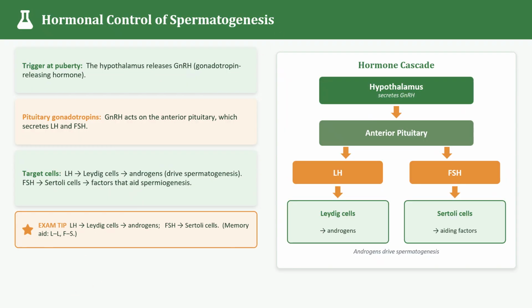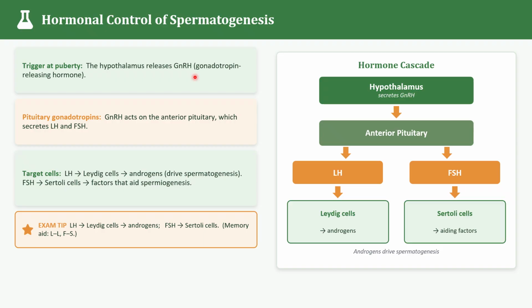Hormonal control of spermatogenesis. What is this hormonal regulation? See, spermatogenesis is controlled by hormones through the hypothalamus-pituitary-testis axis. So what happens in the first step? The hypothalamus region secretes the gonadotrophin releasing hormone, in short form we have given here. Gonadotrophin releasing hormone. So after that, what happens?